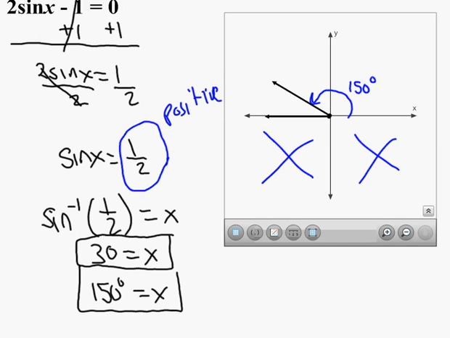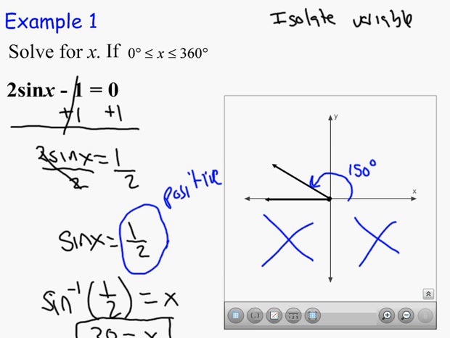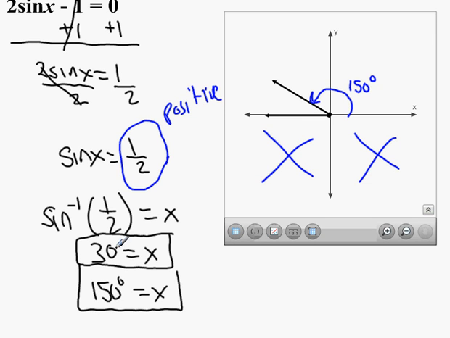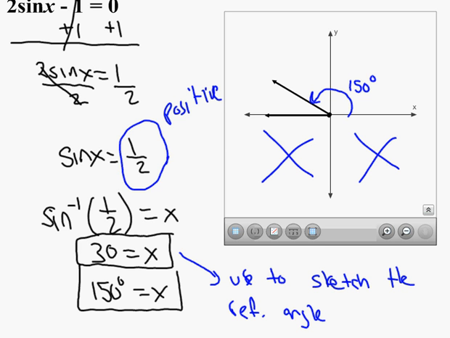Alright, so basically what you do is you solve the equation. You're trying to isolate the variable, and you're going to find one of the values of x. And that's how we got that 30. Then you're going to use that 30 to sketch the reference angle of the angle that you're looking for.